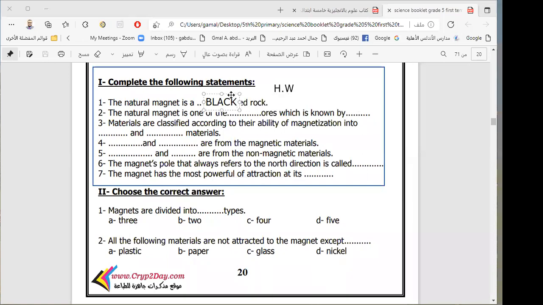You're welcome, Mister. Now I have another good student who will answer the second question. I have now Malik. Malik, are you ready? Yes, Mister. Yes, go to number 2. The natural magnet is one of the iron ores which is known as... you remember? Magnetite. You remember it? Magnetite, yes. Excellent, my son. Thank you very much.